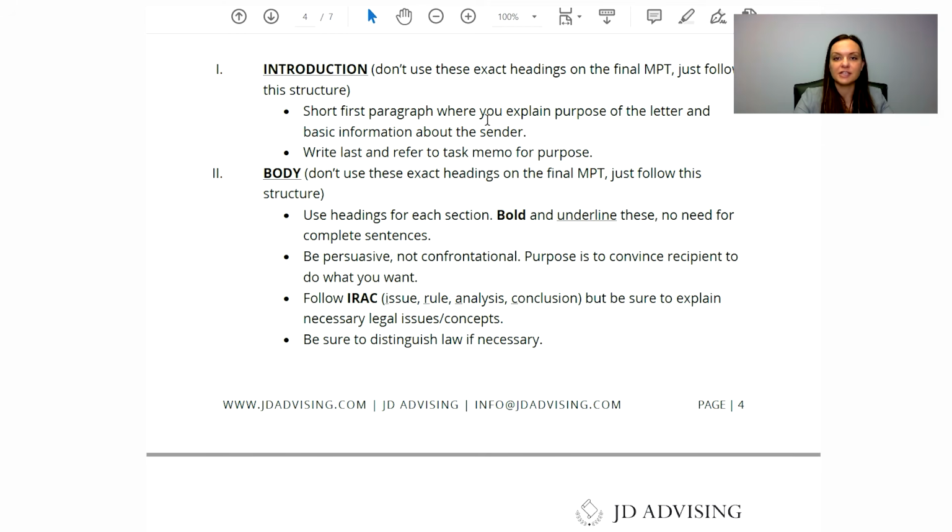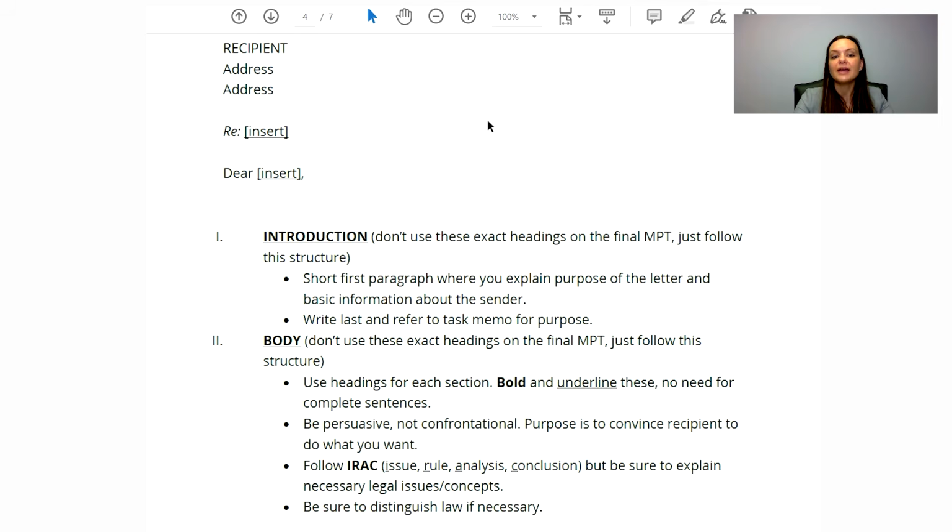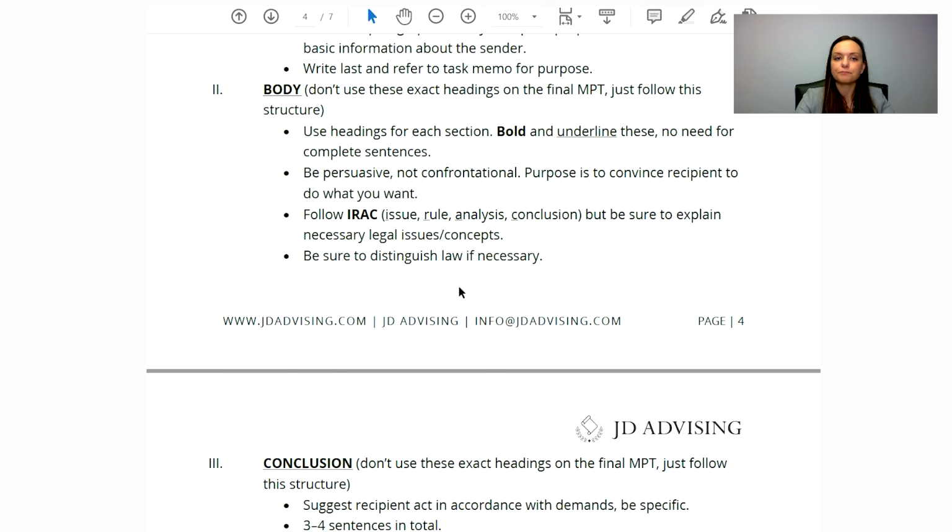So in your introduction section, this is short. It's just opening up, telling the reader what is the purpose of the letter and some basic information about the sender. We recommend you write this last, and oftentimes your task memo is going to provide you great guidance for this. So for instance, if you're writing a demand letter to opposing counsel or to the opposing party, here you're going to basically be identifying yourself as a lawyer for the other side and why you're writing them this letter.